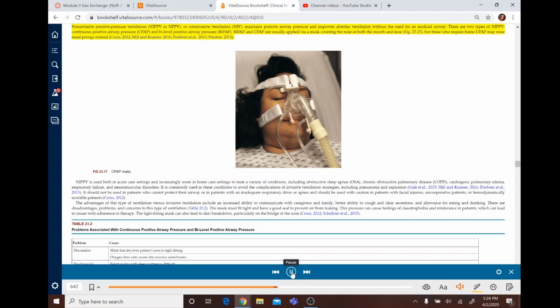Non-invasive positive pressure ventilation, NIP or NPPV, or non-invasive ventilation, NIV, maintains positive airway pressure and improves alveolar ventilation without the need for an artificial airway. There are two types of NIP, continuous positive airway pressure, CPAP, and bilevel positive airway pressure, BiPAP. BiPAP and CPAP are usually applied via a mask covering the nose or both the mouth and nose, Fig 23.17, but those who require home CPAP may wear nasal prongs instead. Cross, 2012, Hill and Kramer, 2016, Puboni et al., 2013, Preston, 2013.